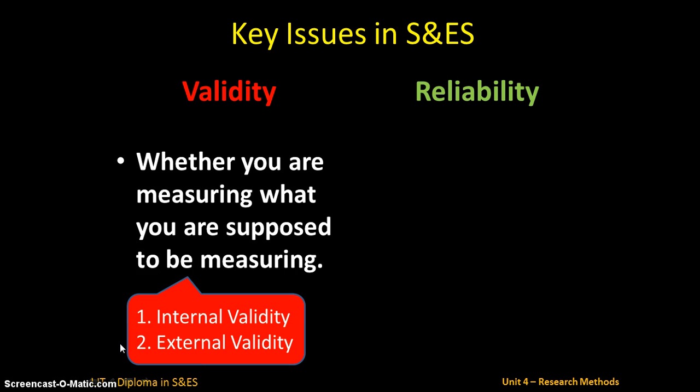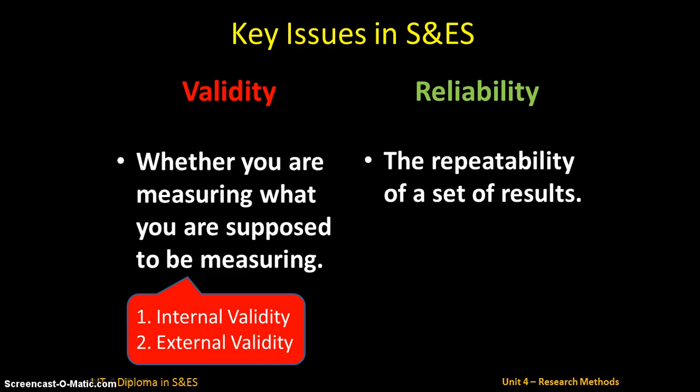External validity looks at if the data and results can be generalized to the bigger world, the bigger population. Reliability then looks at if your protocol is so good that if you repeated the test again in a week, 2 weeks, 3 weeks time, you would get similar results.